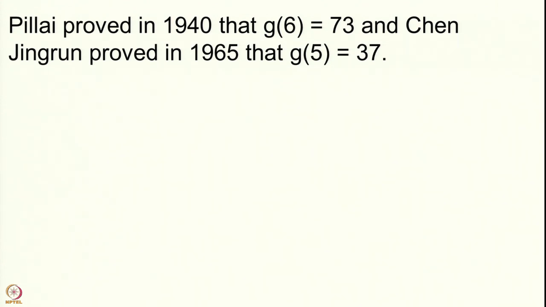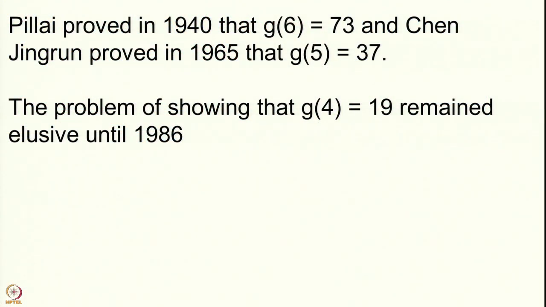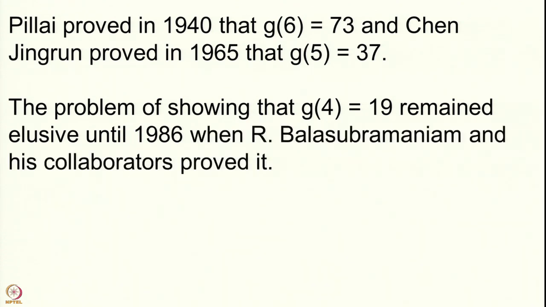and in about 25 years, this mathematician by name Chen Jingrun, he proved that G5 is 37. So, G3 was computed, G5 was computed and G6 was computed. The problem of finding G4 remained elusive until 1986. So, almost till 20 more years, this problem was not solved until 1986, when an Indian mathematician by name R. Balasubramaniam and his collaborators solved it. So, this was a remarkable result, and this result put India once again on the world map as far as number theory is concerned. It was such a remarkable result.